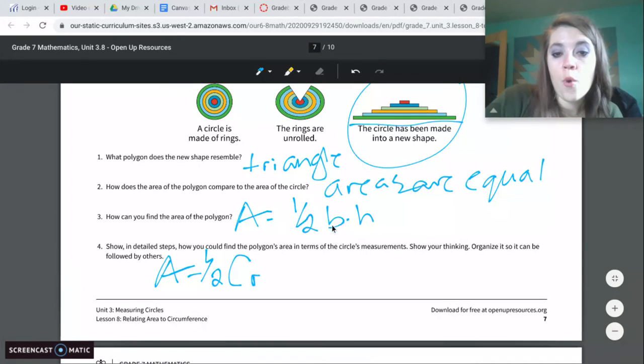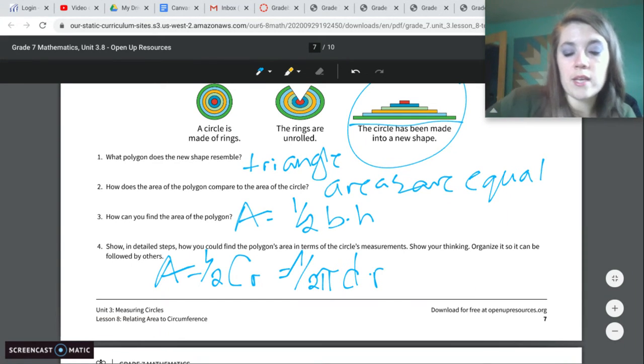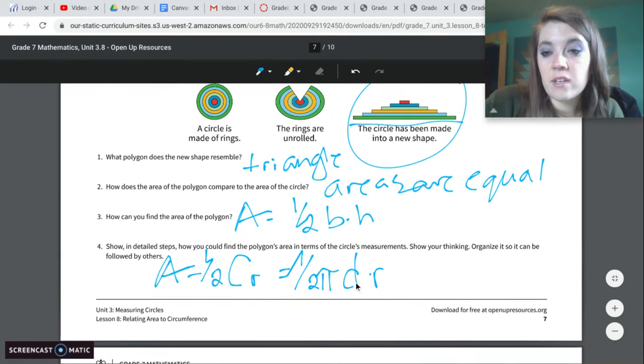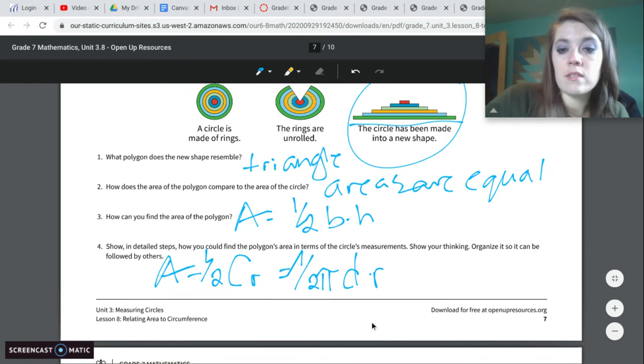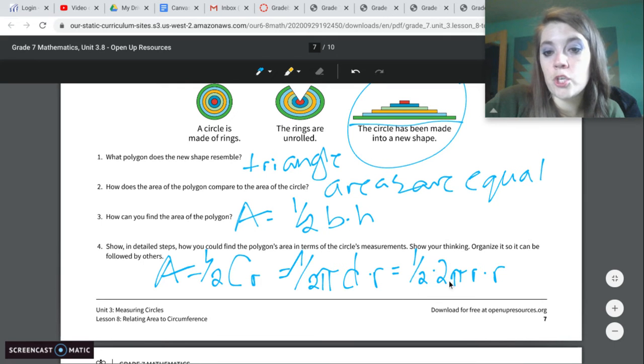So we're just going from what our base and our height are to what those are represented in the circle. So we've got our circumference, we've got our radius. So now circumference, we know the equation for that. 1/2 pi times diameter times radius. Now, we know the diameter is 2 times the radius, so we can say that this equals 1/2 times 2 pi r times r.